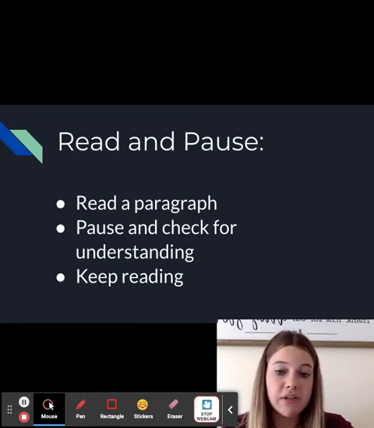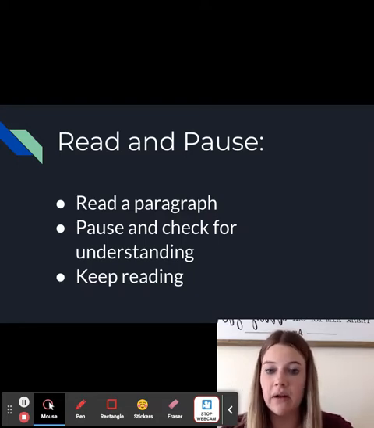I know a lot of my students, when they're reading, they tend to zone out at certain points and then they are like, oh shoot, I have no idea what I just read. So by doing a pause and check for understanding, it helps students stay focused and it helps them make sure that they know what they're reading before they keep advancing and before the text gets more complicated.